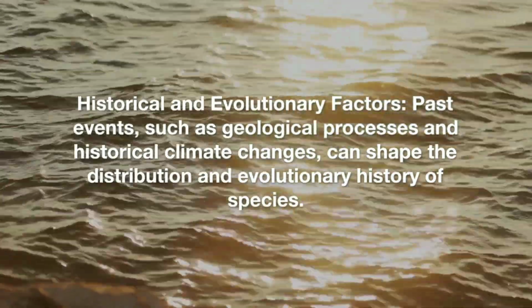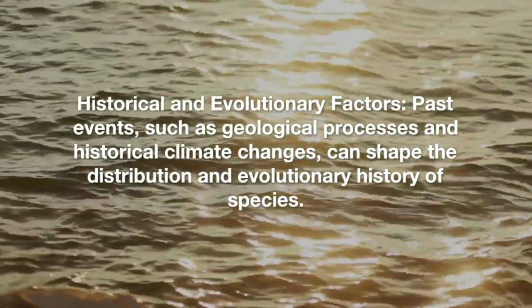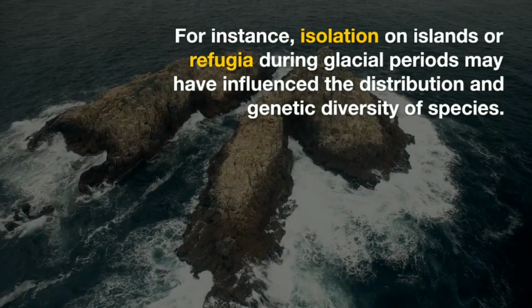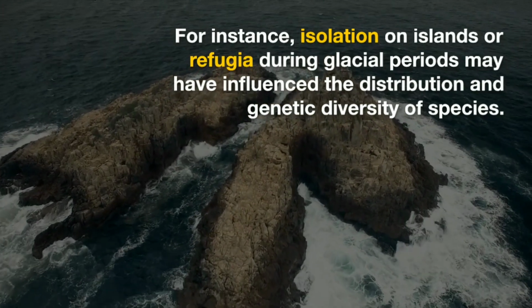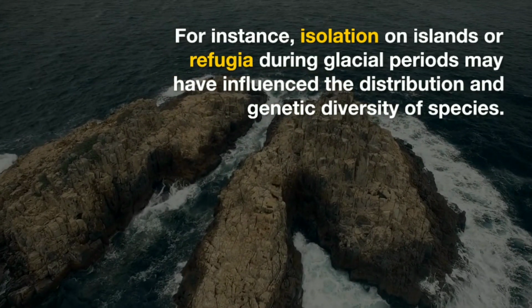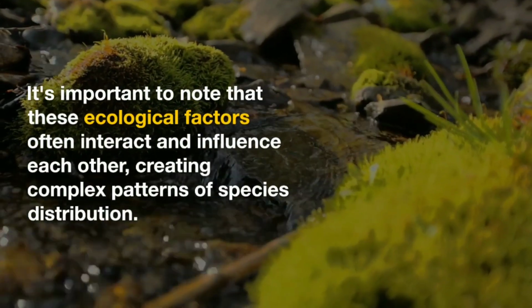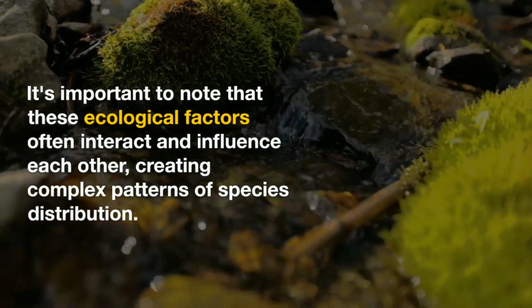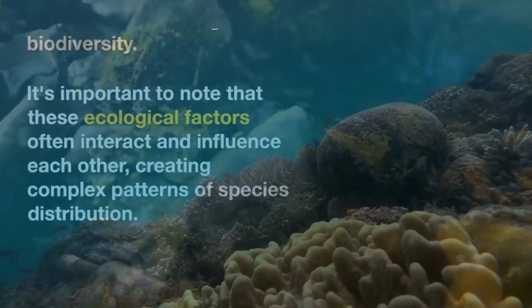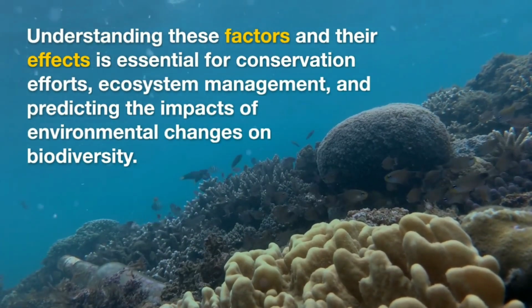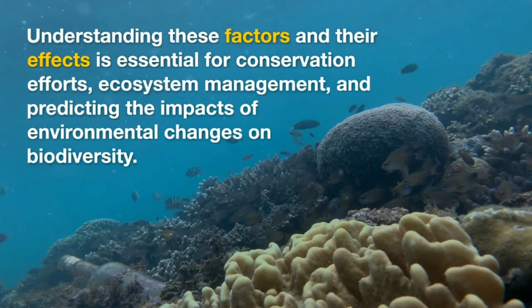Past events such as geological processes and historical climate changes can shape the distribution and evolutionary history of species. For instance, isolation on islands or refugia during glacial periods may have influenced the distribution and genetic diversity of species. It's important to note that these ecological factors often interact and influence each other, creating complex patterns of species distribution. Understanding these factors and their effects is essential for conservation efforts, ecosystem management, and predicting the impacts of environmental changes on biodiversity.